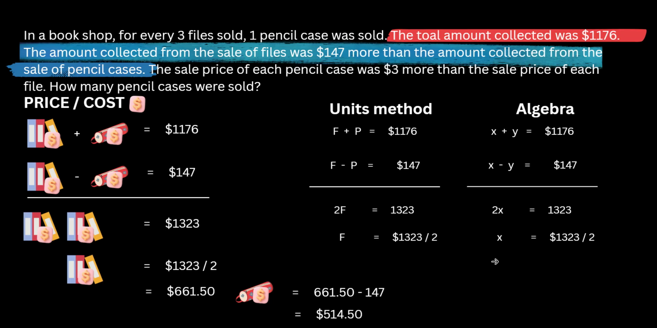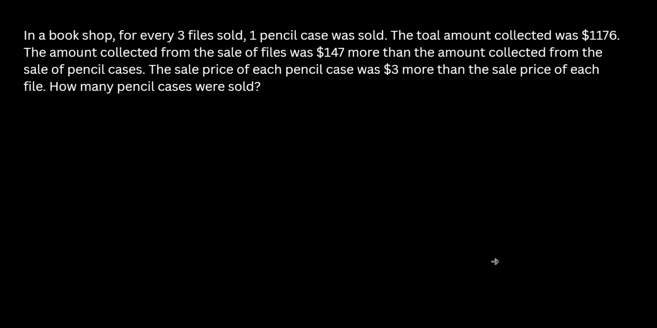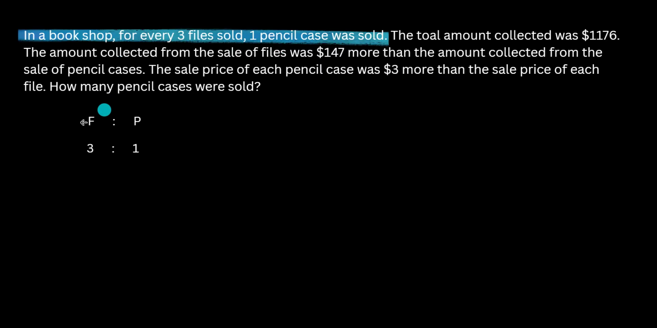Let's go to the next part of the solution, and that is, now we are looking at the number of files and pencil cases sold in a bookshop. For every 3 files sold, 1 pencil case was sold, which means the number of files sold to the number of pencil cases sold is in the ratio 3:1, because for every 1 pencil case sold, there are 3 files sold.